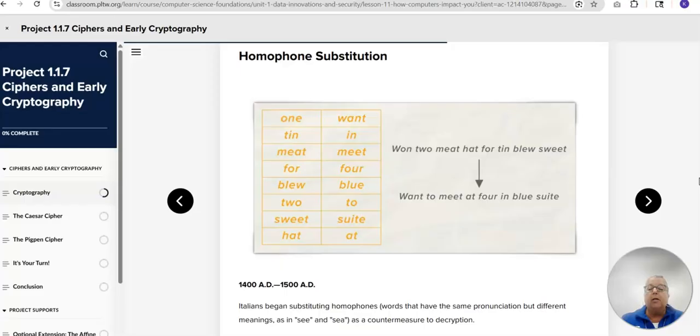Okay, so 1, 2 meat, hat, 4, 10 blue sweet. Want to meet at 4 in blue sweet. Tricky. They did that by switching out homophones.